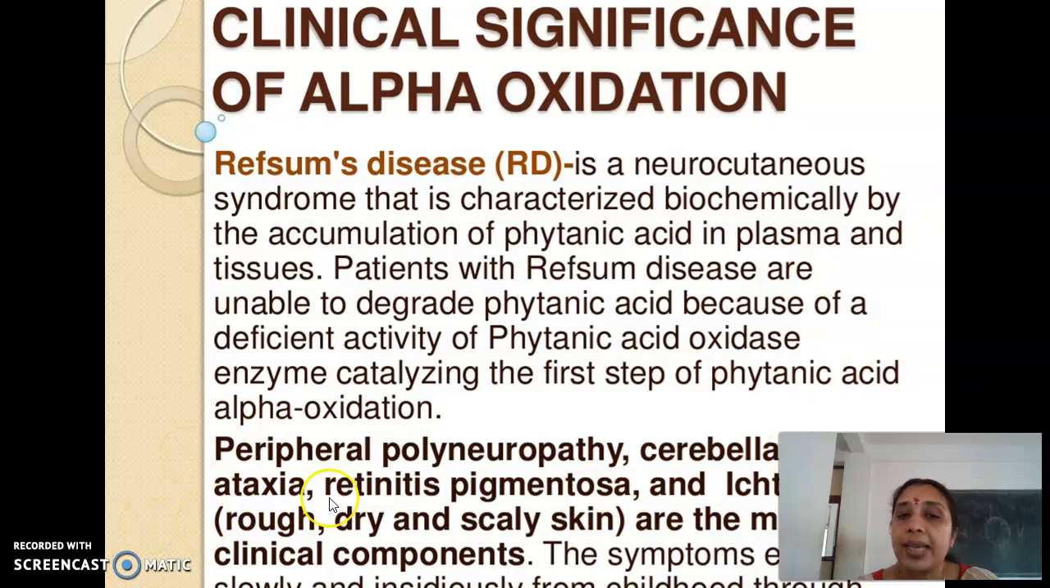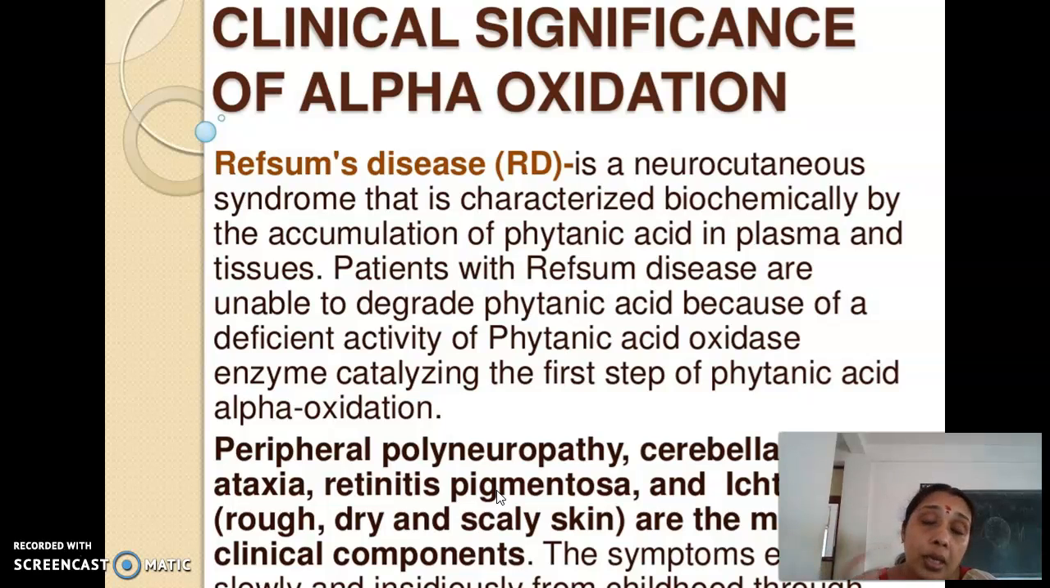Polyneuropathy, cerebral ataxia, and it mainly affects the eyes, and the central nervous system also, right? Apart from that, cutaneous manifestations can also be seen. Cutaneous means skin manifestations, that is, the skin becomes rough, dry and scaly. Then the retina does not function properly because the phytanic acid is not getting oxidized. Symptoms evolve slowly from childhood throughout the adult stage, right?